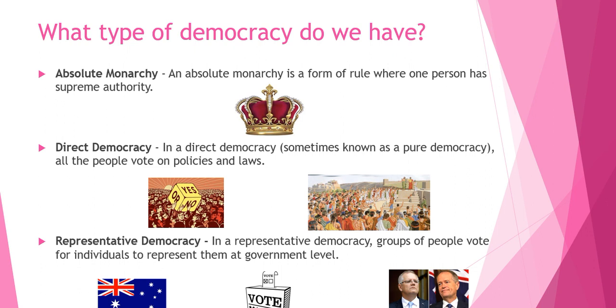A direct democracy, which is sometimes known as a pure democracy, is where all the people vote on policies and laws. And in a representative democracy, groups of people vote for individuals to represent them at government level. We have a picture here of our current Prime Minister and our Leader of the Opposition.